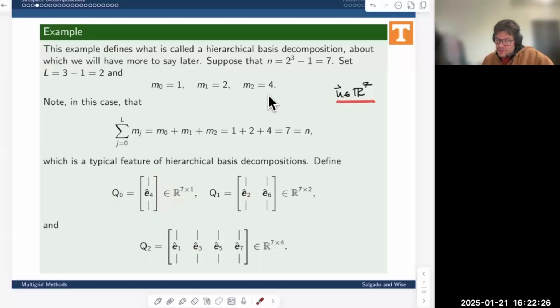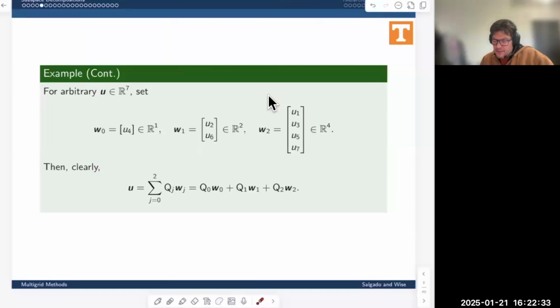Remember, U is generically in R7. So where's the information going to come from for this? Well, corresponding to Q2, I'm going to use W2. And W2 is going to have the following information in it: U1, U3, U5, U7. So that's just the odd entries of U. Likewise, for W1, I start with 2 and I skip 4, so I go U2 to U6. And then the only one that I'm missing now is U4. So I'm going to grab that.